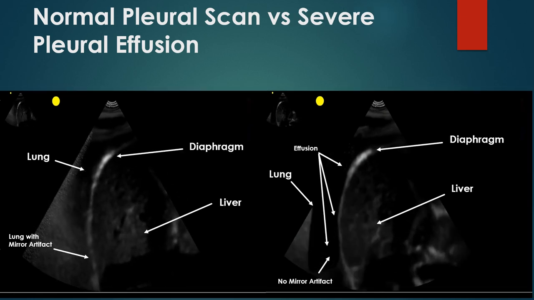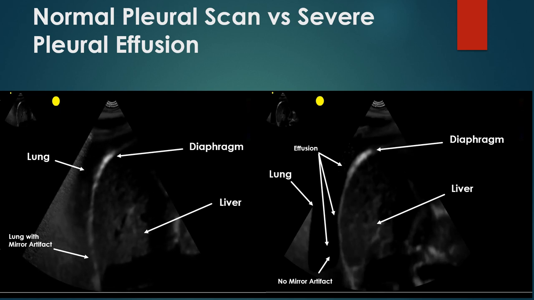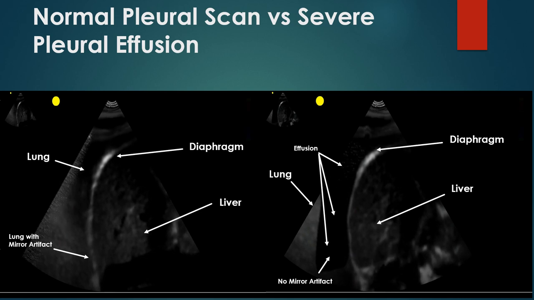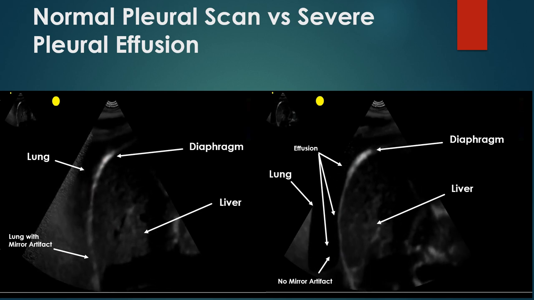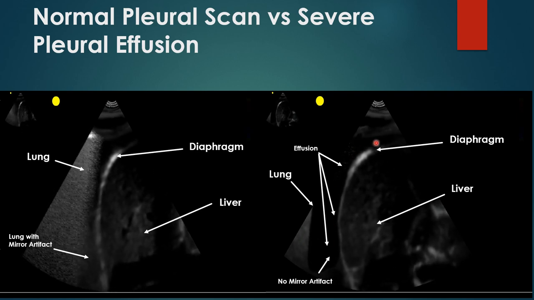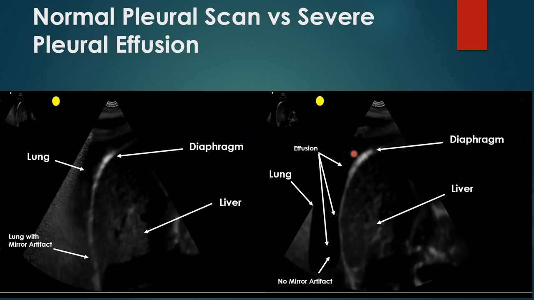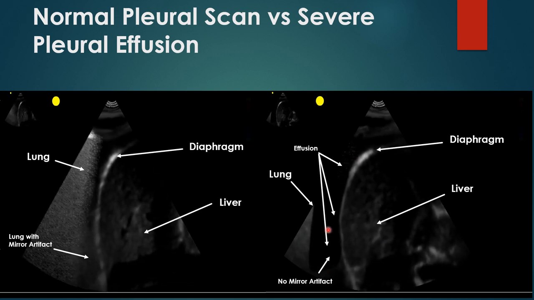This is a patient with a severe pleural effusion. You see on this patient here on the left, you've got the curtain and you've got the liver, you've got mirroring artifact, no real effusion over here, but over here you've got a nice big section of anechoic effusion, almost getting a little bit of starry night consolidation or something to that effect. So there's no mirror artifact at all.